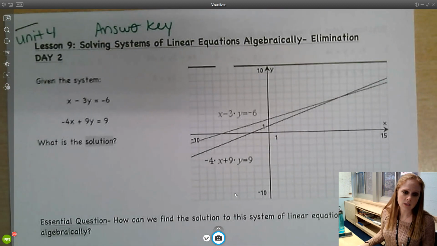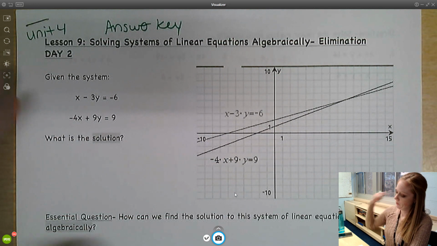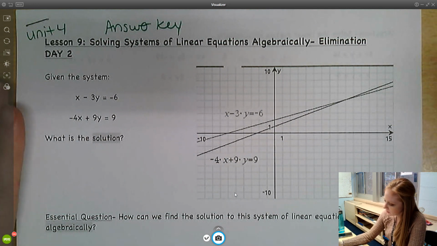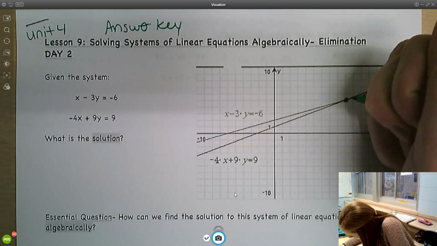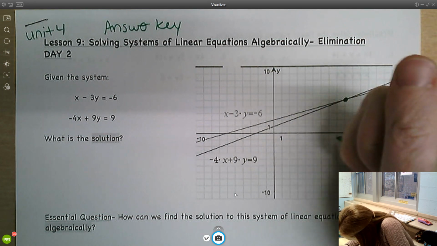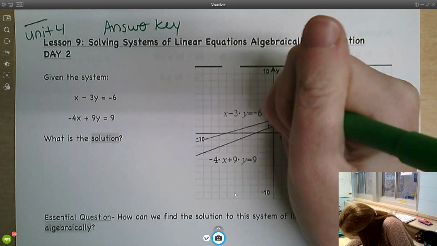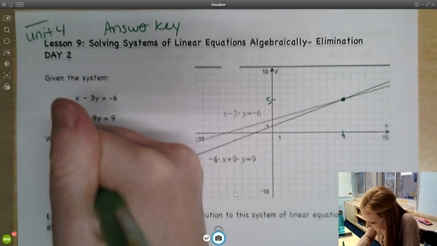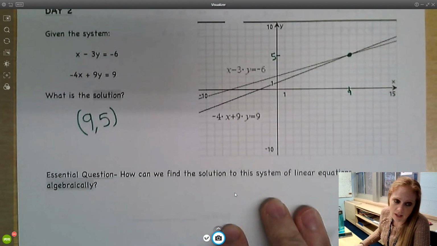Okay, Unit 4, Lesson 9, Solving Systems Algebraically Using Elimination, Day 2. Solve this system graphically. So let's look to see where these two lines intersect. It's difficult to see, but it's going to be right here at the point 9, 5.